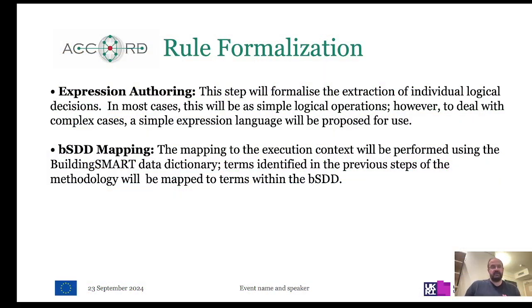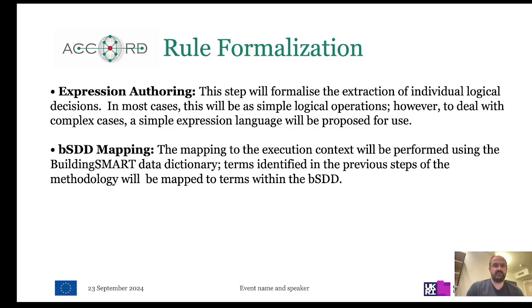The final step is the rule formalization itself and the mapping to the execution context. The final rule formalization step requires us to undertake expression authoring. This step will formalize the extraction of individual logical decisions. In most cases, these are going to be simple logical operations like width is less than 10. However, to deal with the more complex cases that can and do arise, a simple expression language will be proposed for use. The final step then is bSDD mapping.